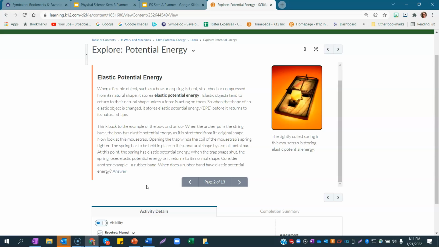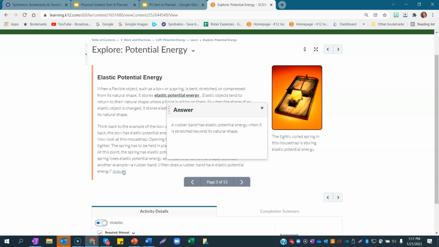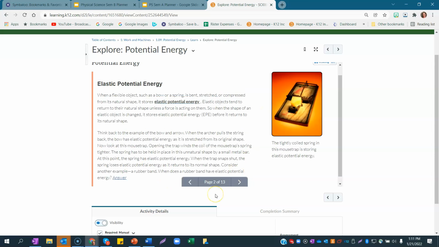Consider another example, a rubber band. When does a rubber band have elastic potential energy? That would obviously be when it is stretched beyond its natural shape. So question 2 says give an example. There are several listed in this reading, so just write one of those down.